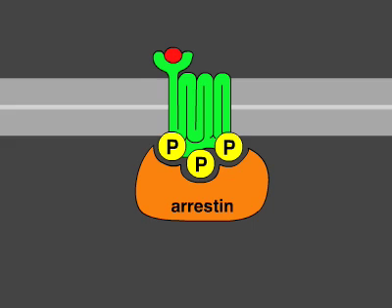Arrestins also act as adapter proteins and recruit the phosphorylated receptors to clathrin-coated pits, from where the receptors are endocytosed, and afterwards they can either be degraded in lysosomes or activate new signaling pathways.